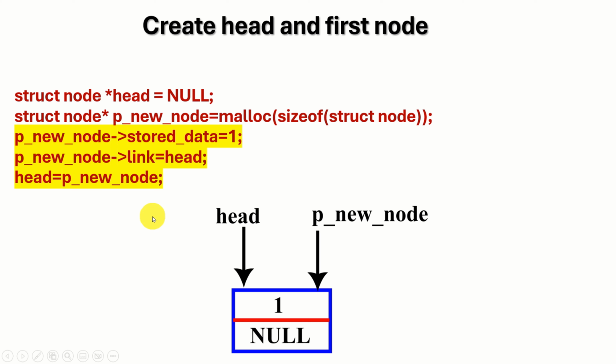And then finally, we need to shift head to the top. We write head is equal to pNewNode. What's happening right now? Head is now pointing to the memory location that pNewNode is pointing to. That is, head will point to our new node. And after these 1, 2, 3, 4, 5 code lines, we will have this situation. Head will point to the first node, as well as pNewNode.